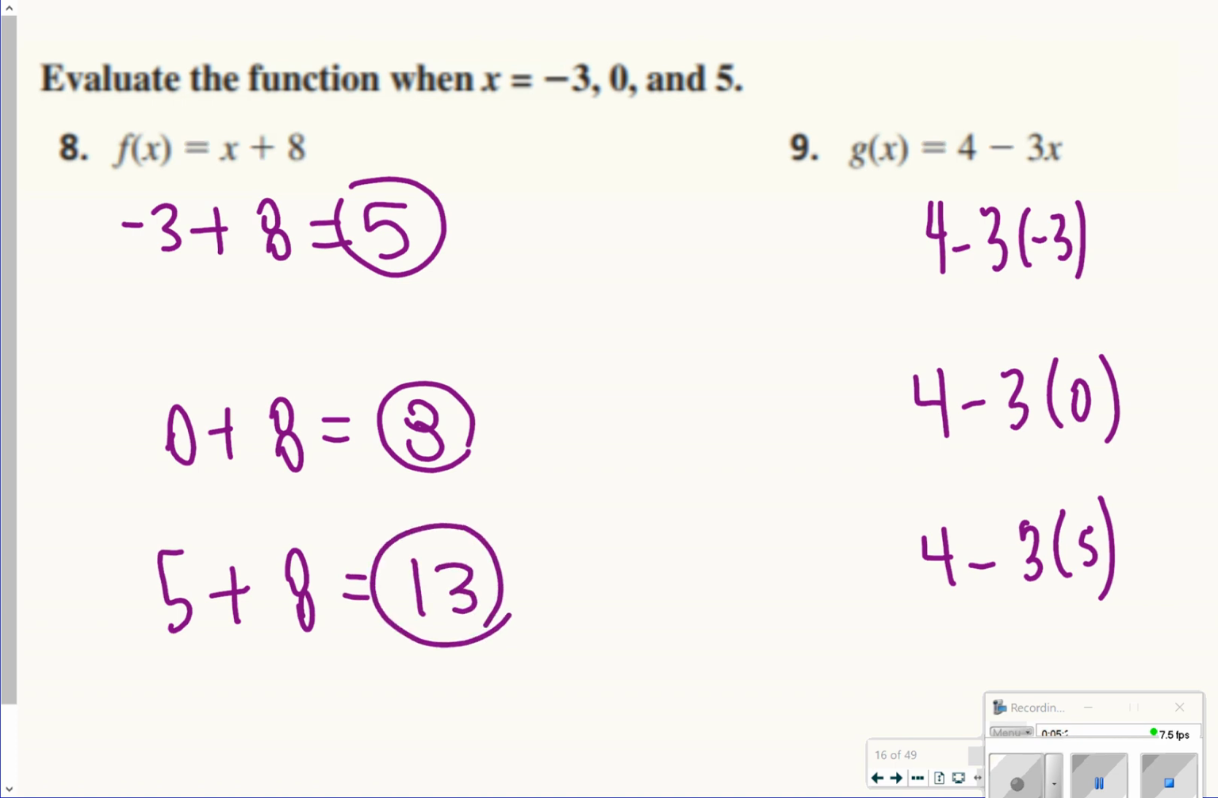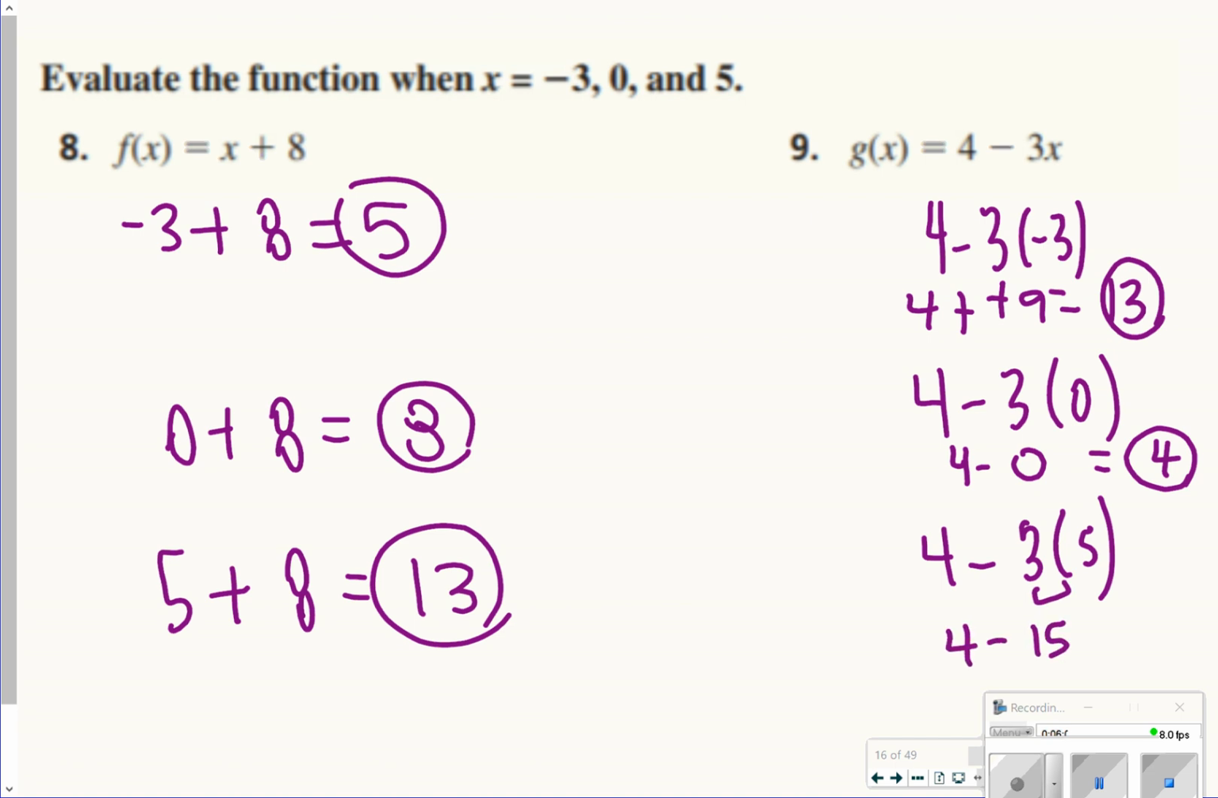Over here, though, in number 9, when I plug in a -3, 3 times -3 is -9, so 4 minus negative, that's going to change to 4 plus 9, which is 13. If I plug in 0, that's basically 4 minus 3, which is a 1. Just kidding, I forgot to do order of operations there. So you should multiply first. That's going to give you 3 times 0, which is 0, and 4 minus 0 is 4. The last one, when we plug in 3 times 5, we get 15, so we're basically just doing 4 minus 15, which is -11. Okay?